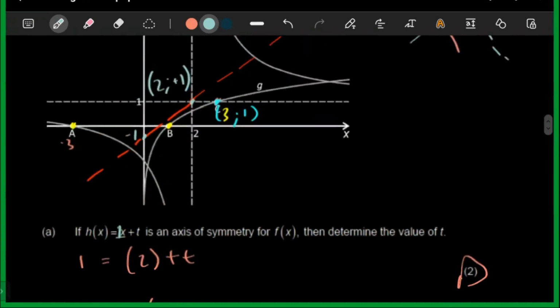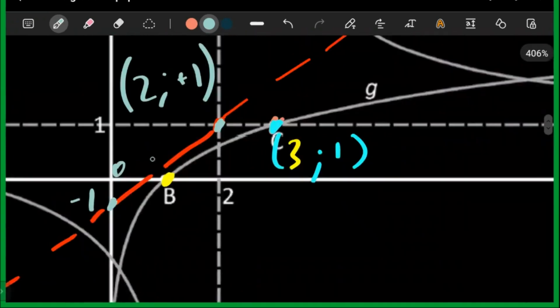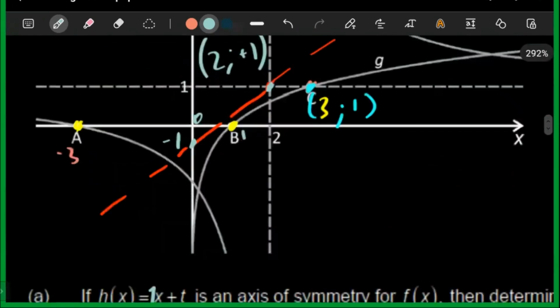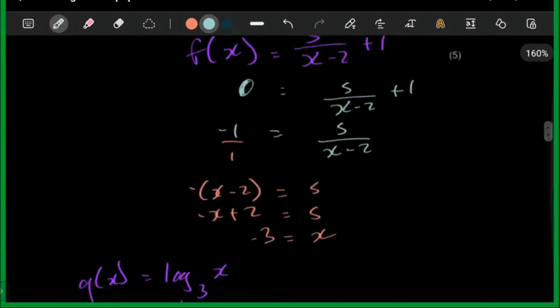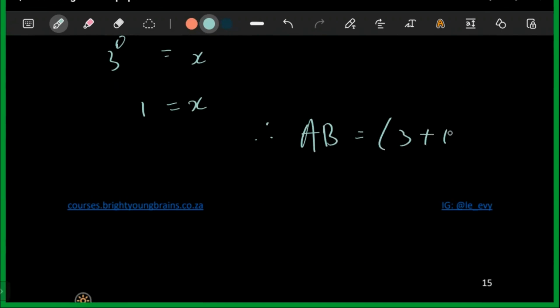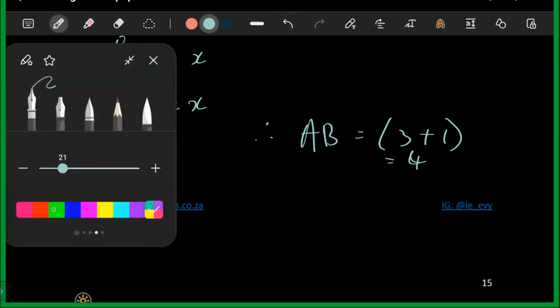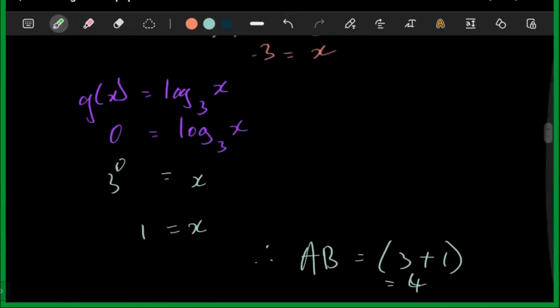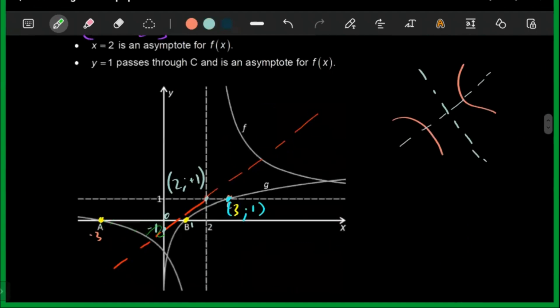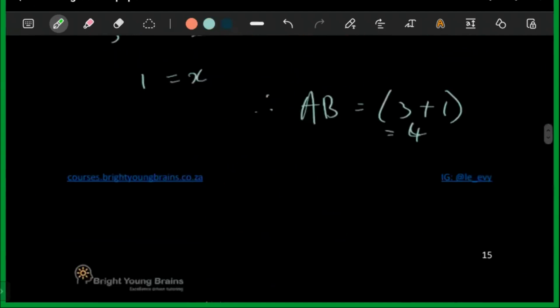Visually, that makes sense, because if this is 0, and this is 1, this is 2, that makes all the sense in the world. So the distance of AB is going to be 4 units. Therefore, AB is equal to 3 plus 1, which is 4. Because when you look at distance on a Cartesian plane, you don't have to worry about a minus, because distance is always a positive value. The units from the origin here is 3, units from the origin there is 1. So the distance is 4.